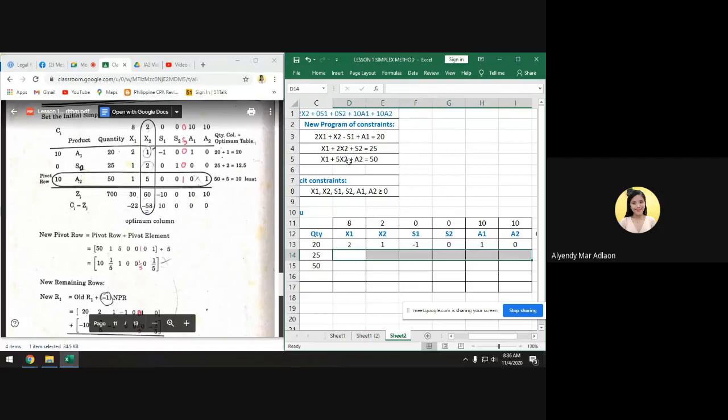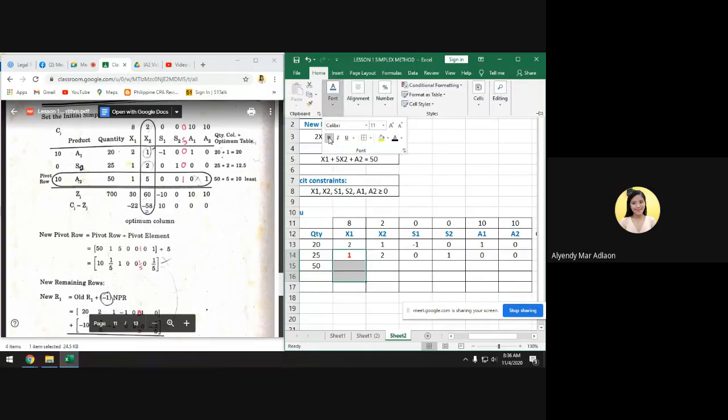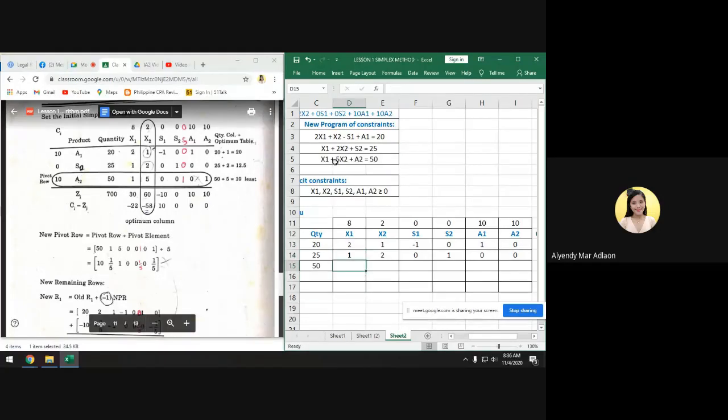Next, for the second constraint, we have x sub 1, a constant of 1. For the 2x sub 2, that is 2. There is no s sub 1, so we put 0. And then we have s sub 2, so that is 1. There are no artificial variables in the second constraint, so these are all zeros. Next, for the third constraint, we have x sub 1, so this is 1. 5x sub 2, that is 5. There is no S sub 1 and no S sub 2, so we put 0. There is no A sub 1, so you put 0, and then there is A sub 2, you put 1.